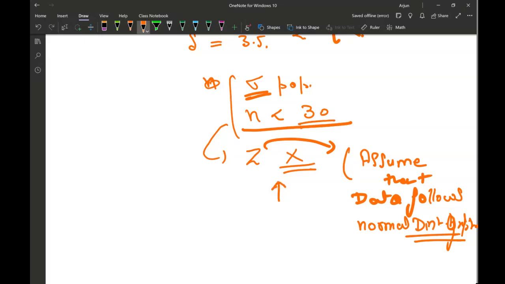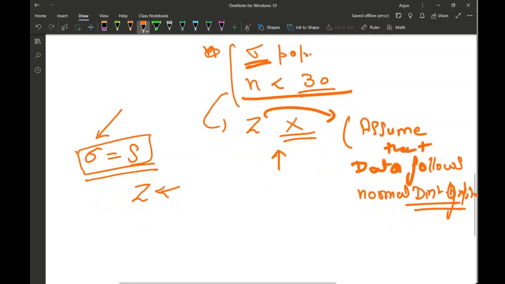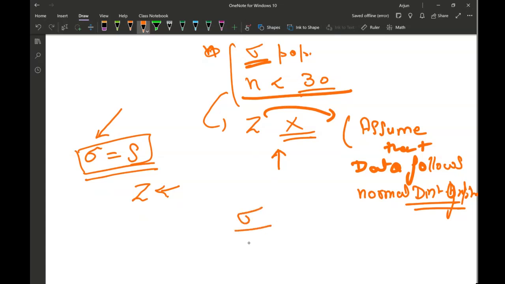Ideally, you will be given that. In some cases you will be given sigma is the same as S, so you can assume sigma equal to S. Then I can keep on using the Z distribution in that scenario also. Okay, and yeah, these are pretty much certain conditions. I'll take another example. If the standard deviation is given to me and the N value is greater than or equal to 30, then I can straight away use the Z distribution.